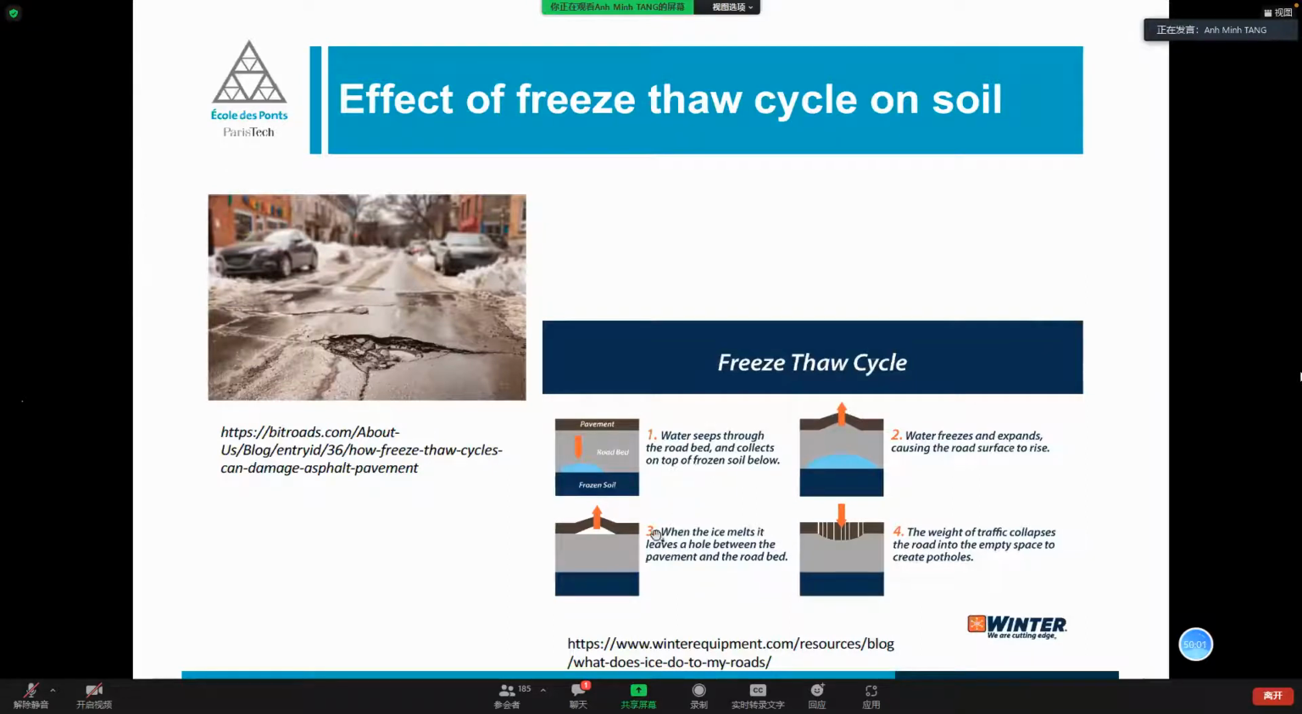And people explain that when the pavement, the roadbed and frozen soil here, due to freezing, water can be absorbed from the bottom and start to increase the ice lens here. And then during thaw, when the ice lens thaws, that can create a gap here, and that can damage the road. This is what people explained.